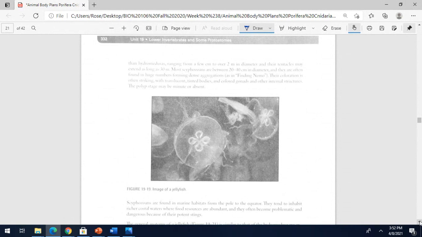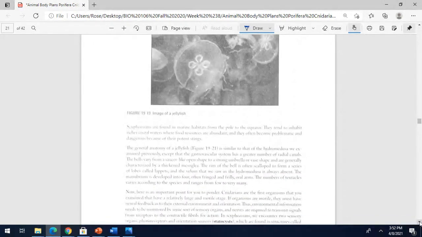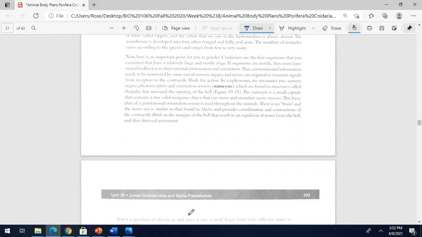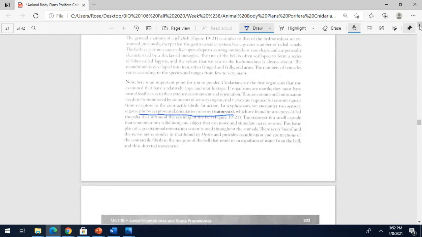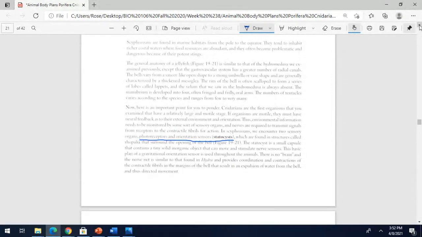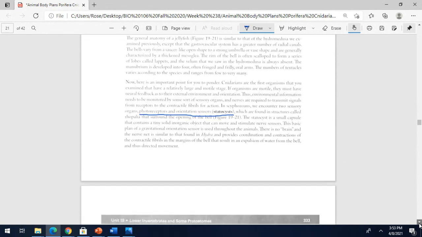And here is a jellyfish. And of course, know this word statocyst, which allows it to act as a photoreceptor and orientation sensor, so it knows whether it's up or down. These sensory organs allow it to go to places where it can find food or go away from predators and all that stuff. So there's statocysts. And later on, we'll talk about the rhopalia.